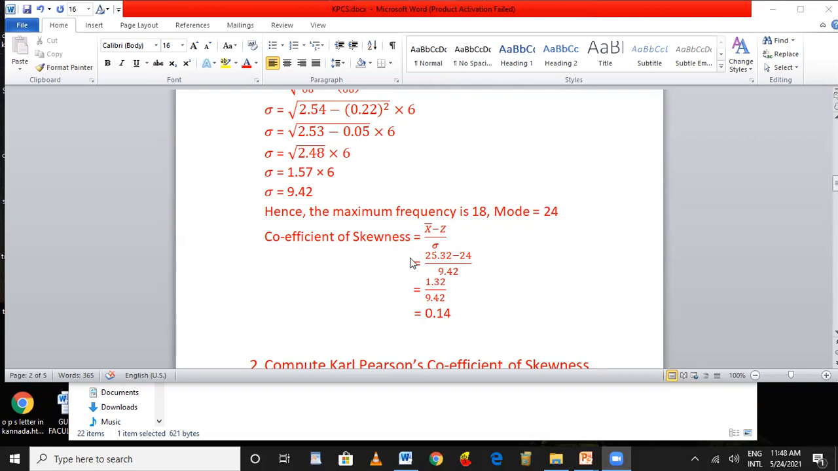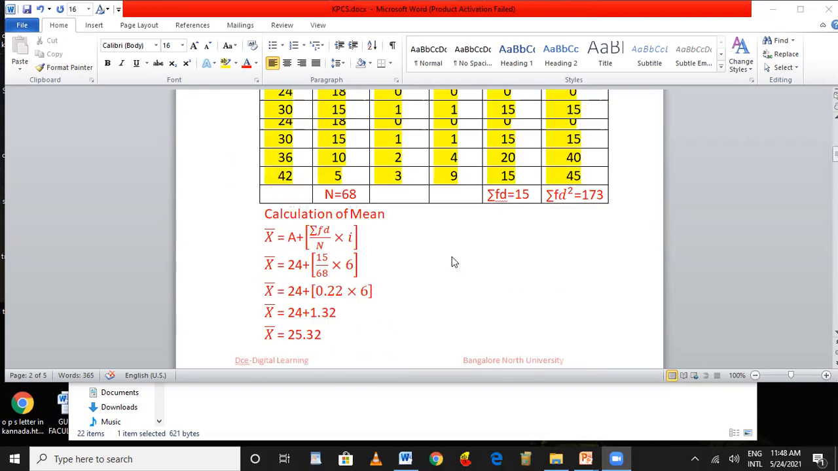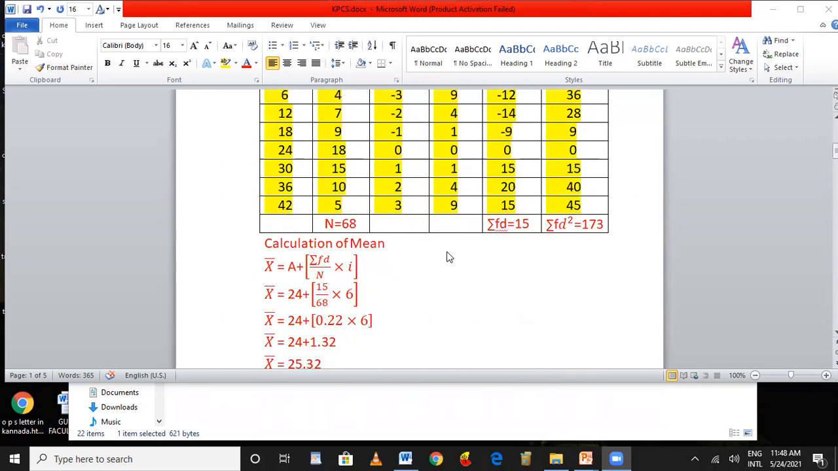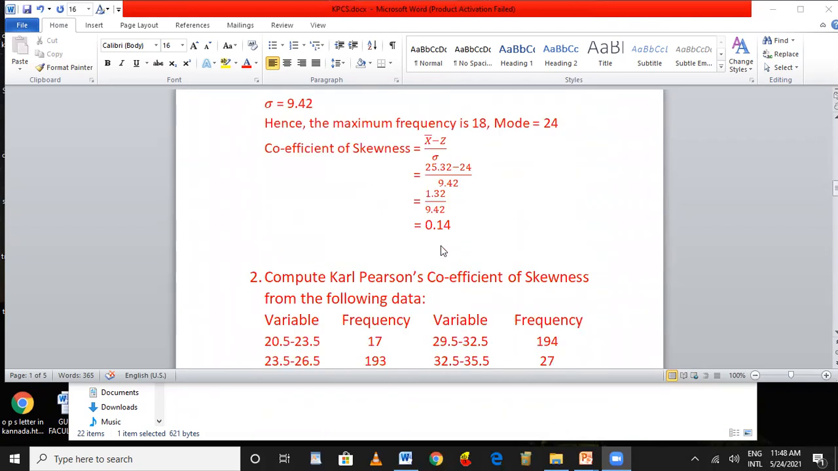Here, the coefficient of skewness according to Karl Pearson in the given problem is 0.14. Skewness says about the direction in which the deviation has been taken. This is helpful for decision making by the management or the experts who are seeking to draw conclusions about some problems. For this, 0.14 is Karl Pearson's skewness.